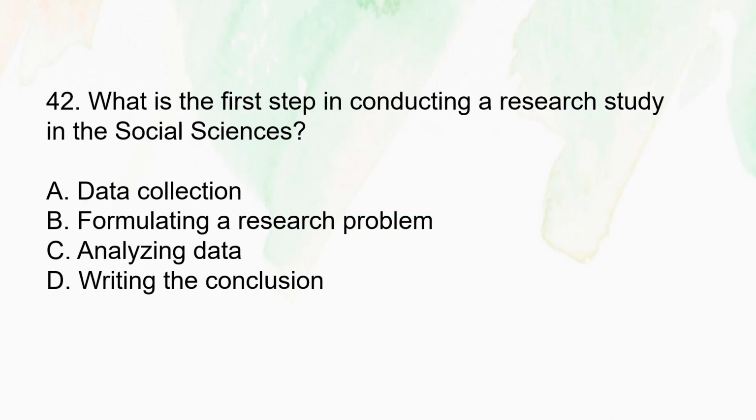42. What is the first step in conducting a research study in the social sciences? Letter A. Data collection. Letter B. Formulating a research problem. Letter C. Analyzing data. Or letter D. Writing the conclusion.